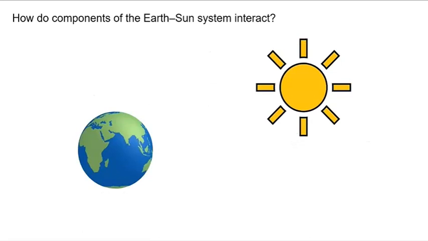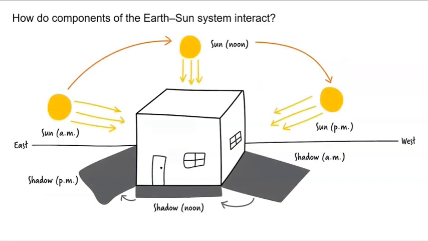Before we continue to explore the moon's apparent motion, let's review what we know about Earth and the sun. How do components of the Earth-Sun system interact? Maybe you were thinking the sun provides light to Earth. As Earth rotates, daytime and nighttime happen. That is a great observation. In other lessons, we observed that sunlight causes shadows on Earth that change as Earth rotates. We also noticed that the sun appears to move across the sky because of Earth's rotation.